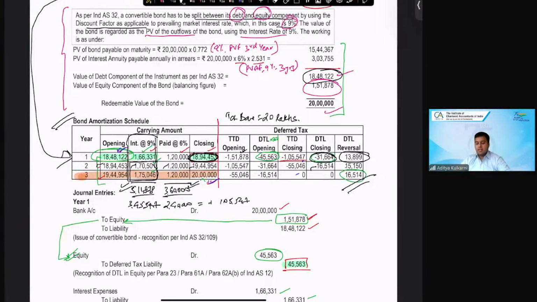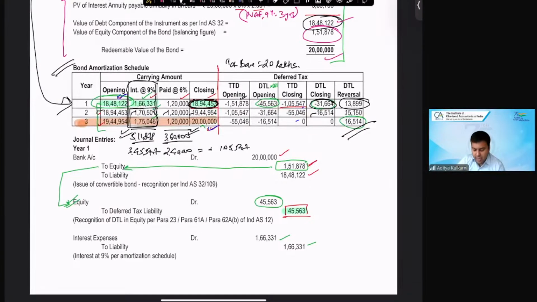Now, what is the journal entry? First, when you have the proceeds being collected, bank account debit 20 lakhs, to equity 1,51,878, to liability 18,48,122. Then equity account debit to DTL 45,563. Why equity? Because the difference went and sat in equity. Is it okay? Yes, sir.